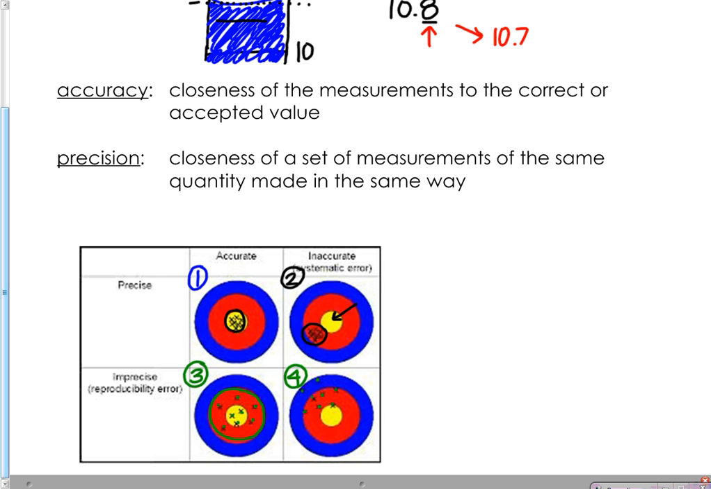Therefore, I'm neither accurate nor precise. In science, you want to be both. You want to be both accurate and precise if possible. You want your answers to be as close to the right value as they can be, and you want to do it the right way every time you do it. So now you have the difference between accuracy and precision.